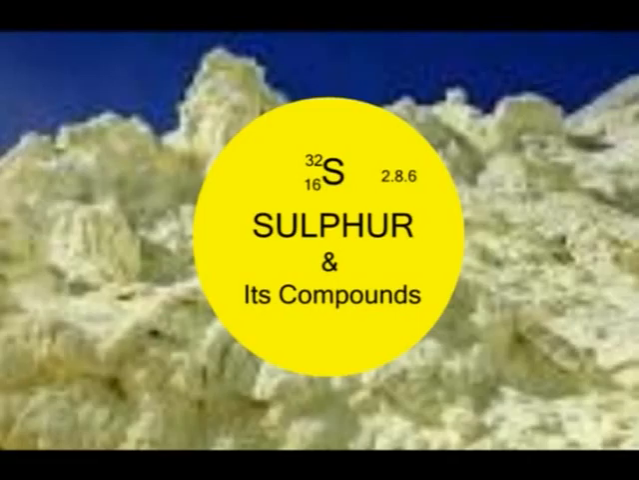Sulfur compounds also occur naturally in petroleum, coal, and natural gas. Sulfur also occurs as hydrogen sulfide and sulfur dioxide in hot springs and in volcanic gases. In living things, sulfur occurs as a compound of some proteins.